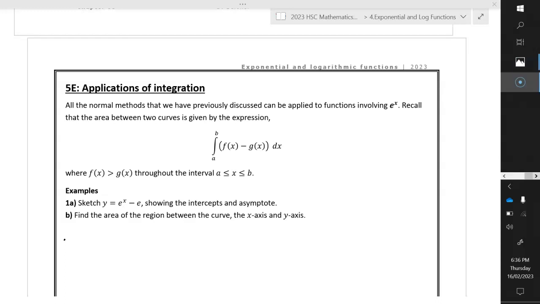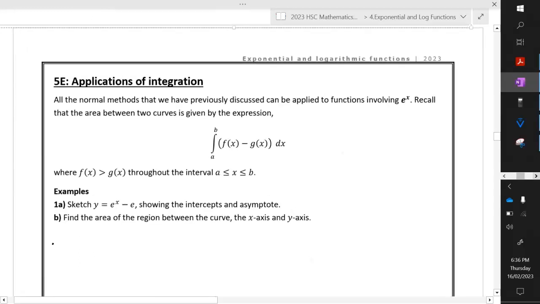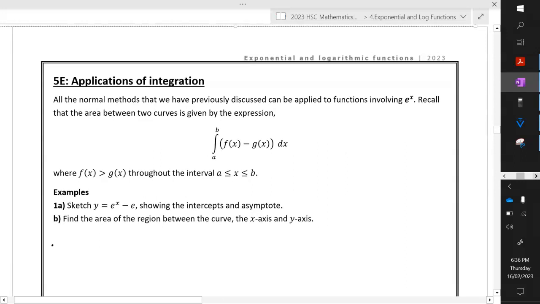Okay, hello Year 12. We're still moving through the exponentials and logarithmic functions topic, but we're moving on today to 5E, applications of integration. So if you have not finished the previous parts involving integration and differentiation, you will need to go and work through 5A down through to 5E because you won't be able to do this otherwise.